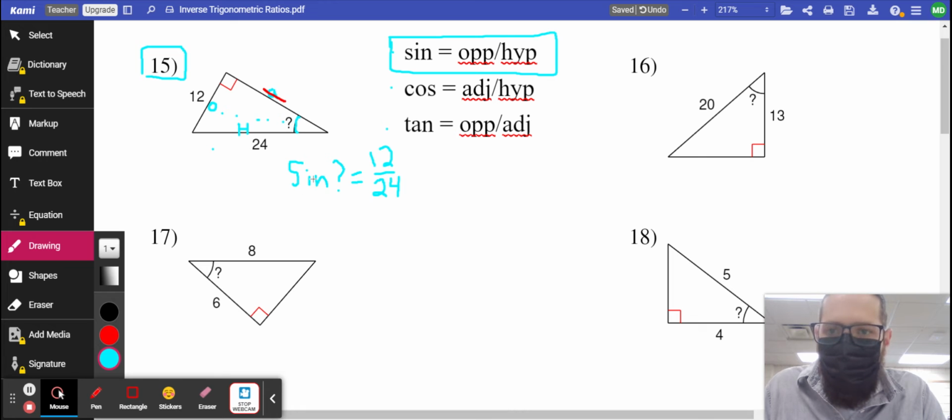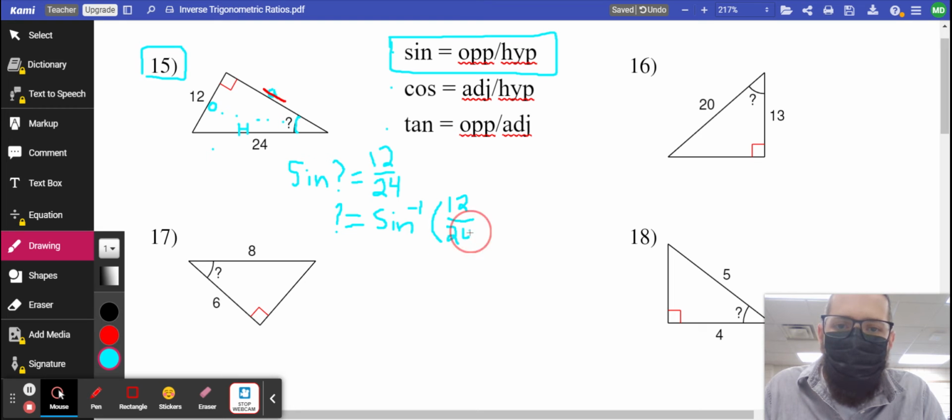We need to get this sine to the other side, and you can do that by just writing question mark, or your missing angle, equals, and it won't be 12 over 24. Now it's going to be this little weird thing. It's going to say the sine inverse, which is a -1 up top, of 12 over 24.